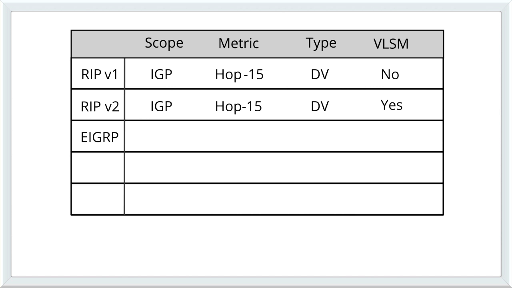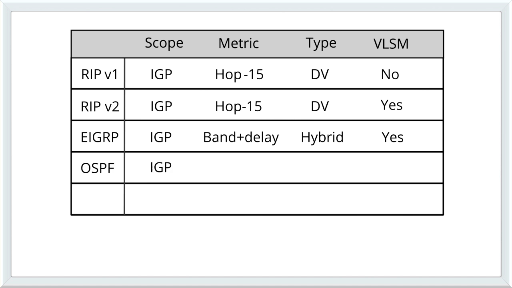The next routing protocol is the Enhanced Interior Gateway Routing Protocol, or EIGRP. From its name, you can see that it's an IGP. EIGRP uses bandwidth as its metric, and it also estimates delays. It's classified as a hybrid routing protocol. It's a distance vector protocol that includes key improvements that can make it act like a link state protocol. EIGRP also supports VLSM.